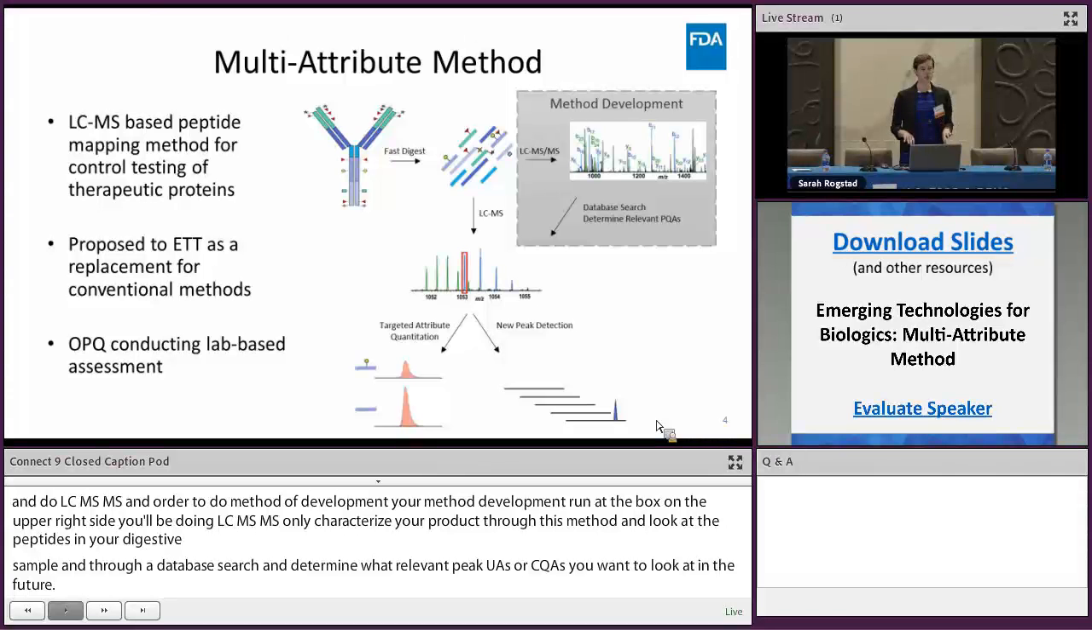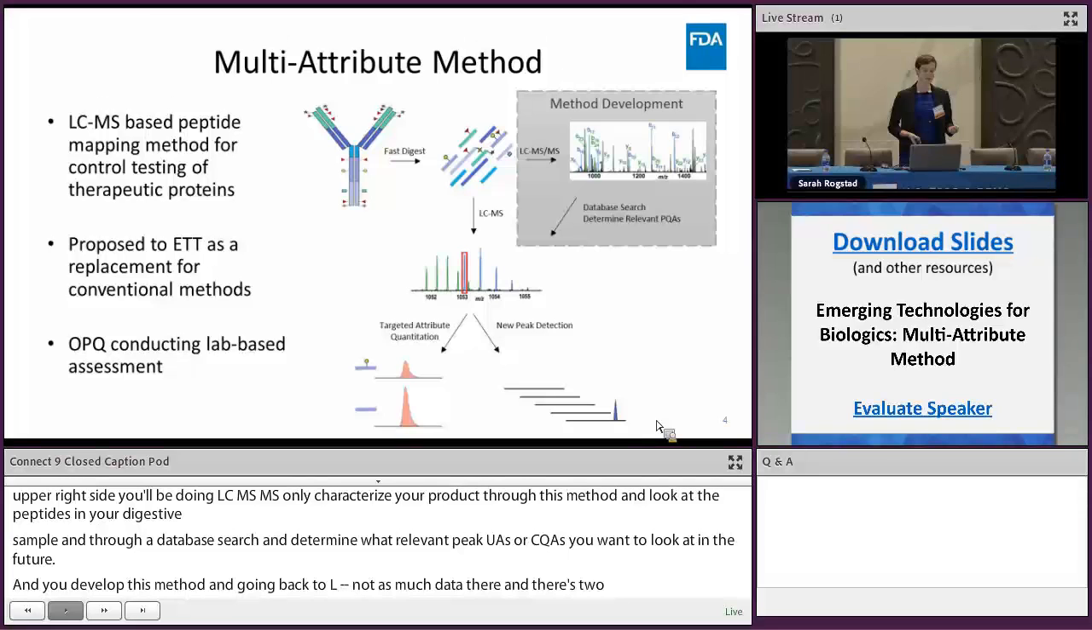And then there are kind of two different major aspects to this method. So you'll have the targeted attribute quantitation and the new peak detection. So for the targeted attribute quantitation, what you'll be doing is monitoring the relative abundance of various modifications generally, or truncations, things like that, that are the PQAs that you determined in your method development. The other step of this is the new peak detection. And in the new peak detection, you'll be using a differential algorithm to compare your test sample to a reference sample to see if any peaks have changed.